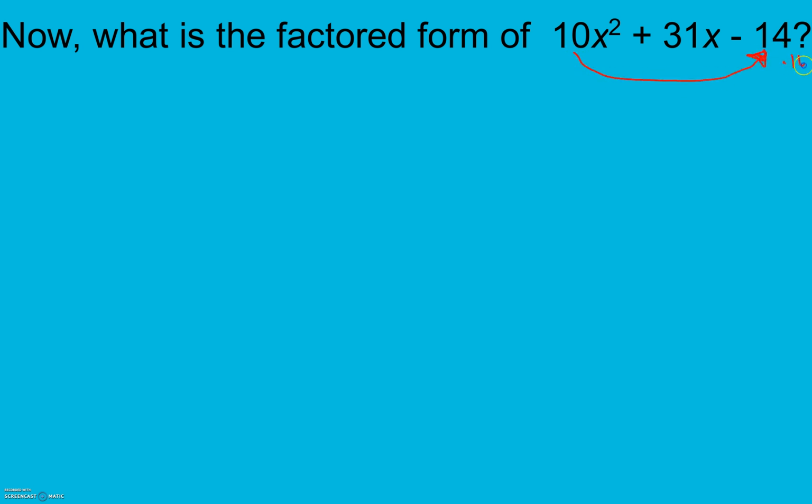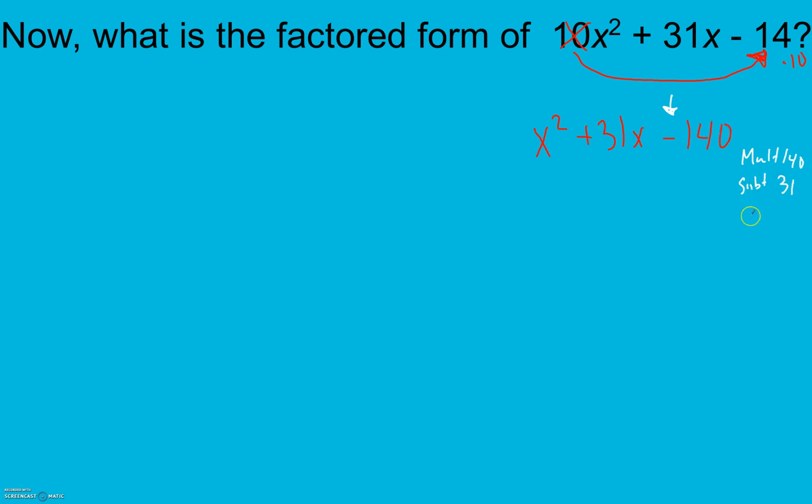I'm going to multiply 10 in the back, so swing from front to back as multiplication, and rewrite it. X squared plus 31x minus 140. I need to multiply to 140 and subtract to 31.